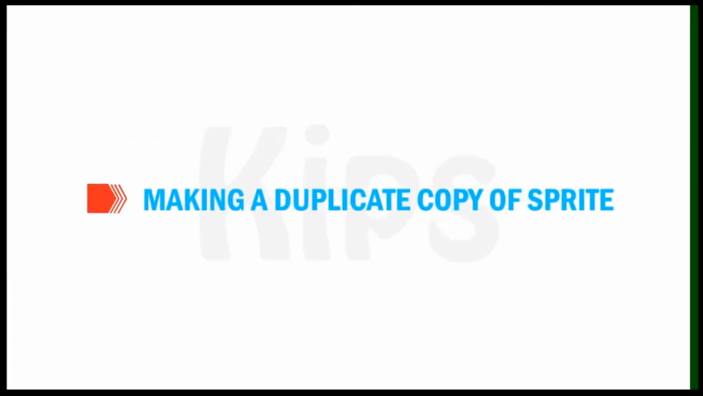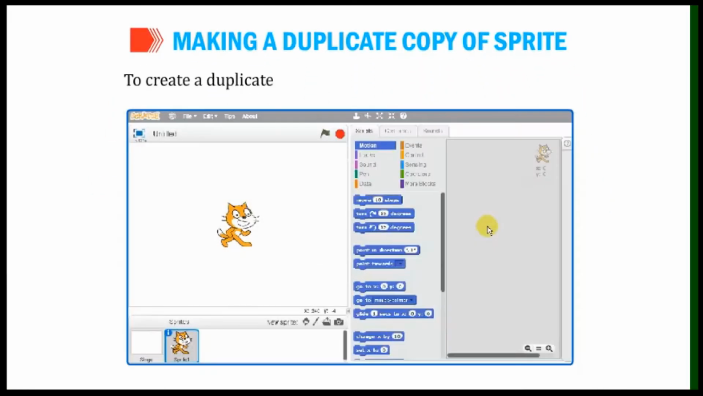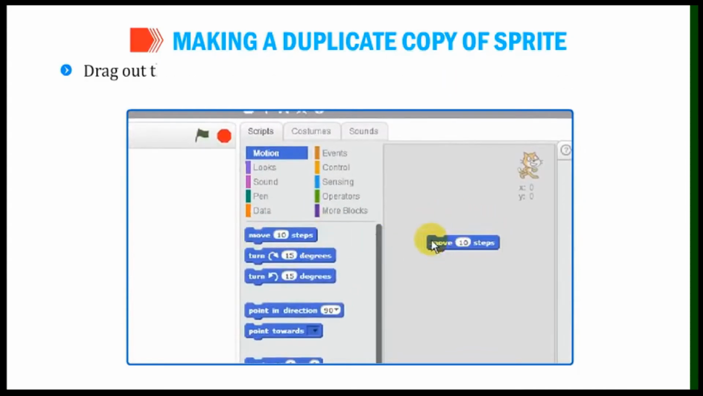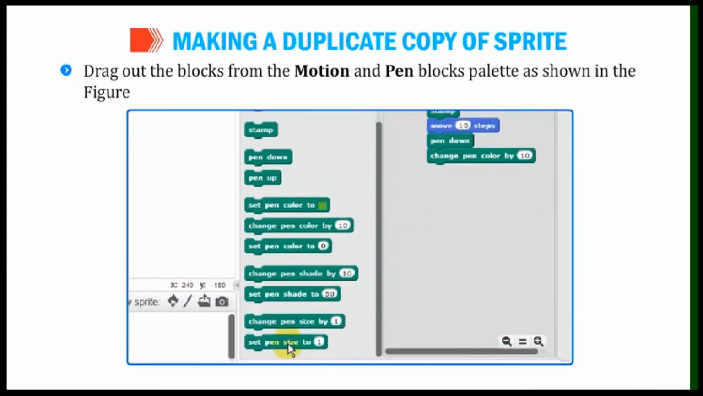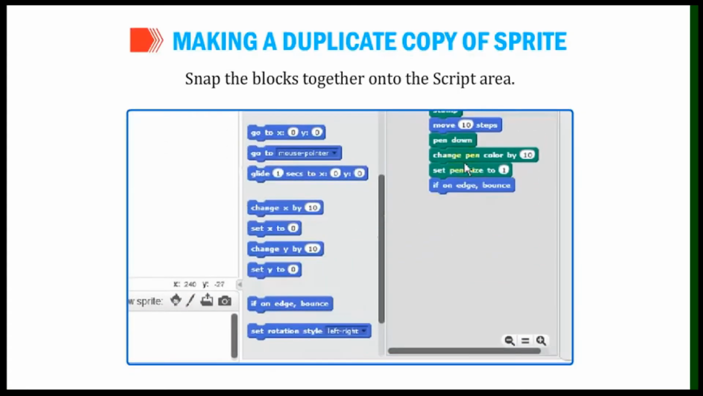Let's quickly learn about making a duplicate copy of Sprite. To create a duplicate copy of the Sprite, the stamp block is used. Drag out the blocks from the Motion and Pen Blocks palette, as shown in the figure, snap the blocks together onto the script area.